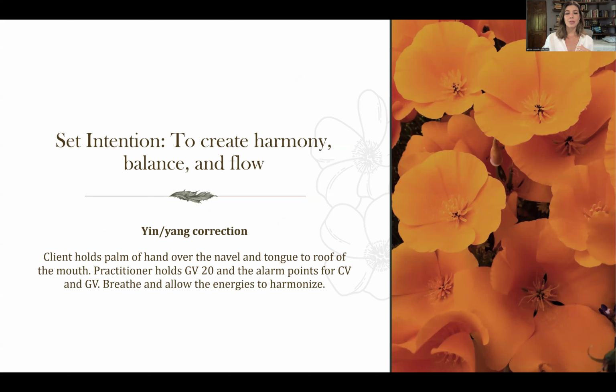Then what you can do is simply make contact with these 2 points for a moment. We're just setting an intention that we are working with conception and governing vessels, and that we want to create harmony, balance, and flow between these meridians. Then you're going to put one hand over the navel, tongue to the roof of the mouth, and one hand at governing vessel 20. You can go back and look at where that actually is on those meridian charts if you like. But if you just put your hand over the top of your head, you're in the right spot.